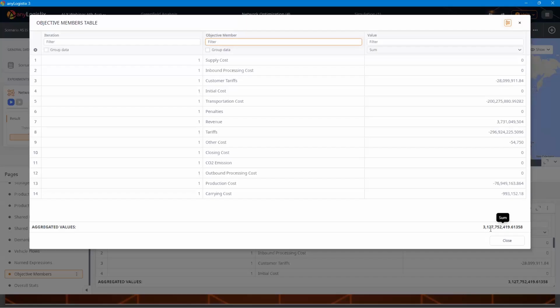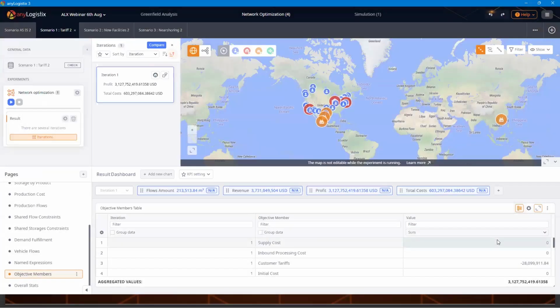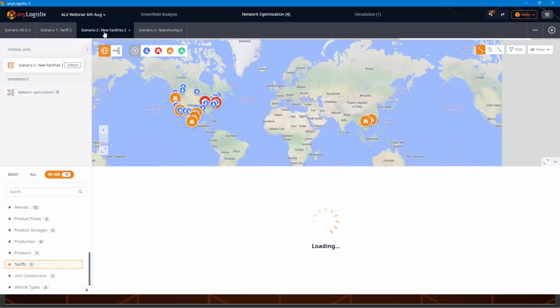We need to move some of our facilities from some countries where we have more tariff to another countries. So that is one of the strategies that we can think of. There might be different strategies, but the objective is to show how easily we can build a different scenario within anyLogistix. So moving to the second scenario, where we introduce the new facilities.